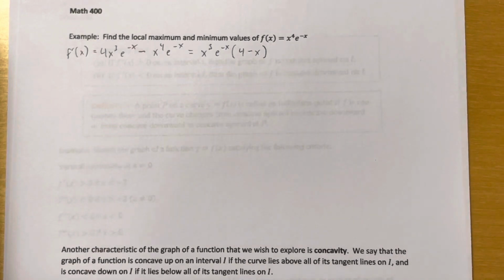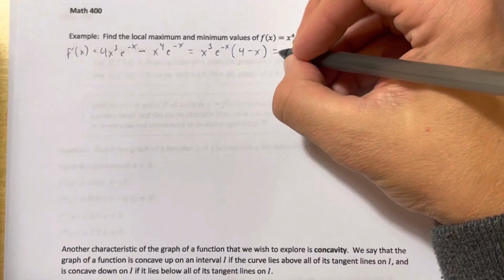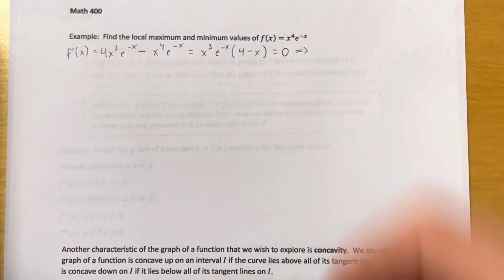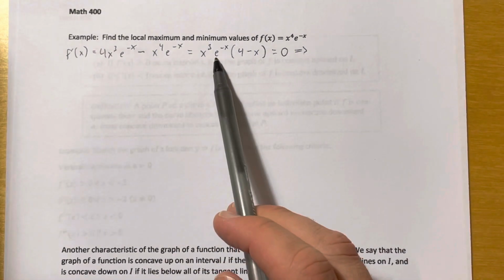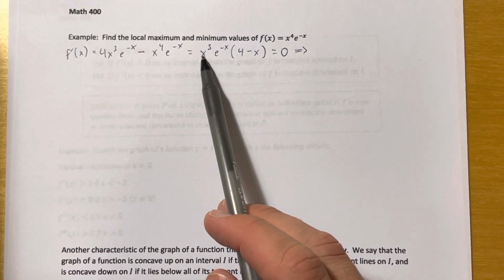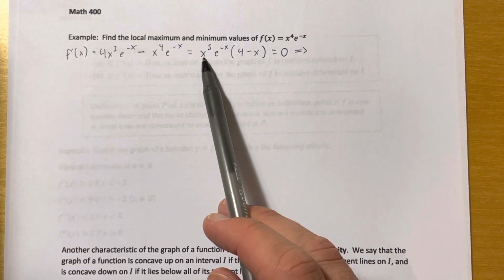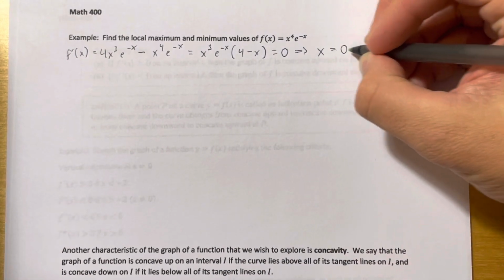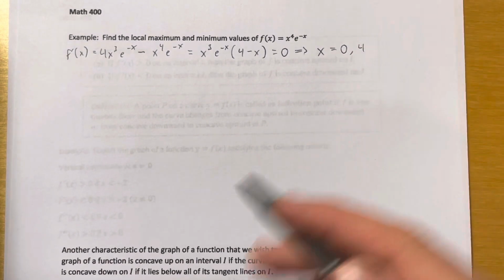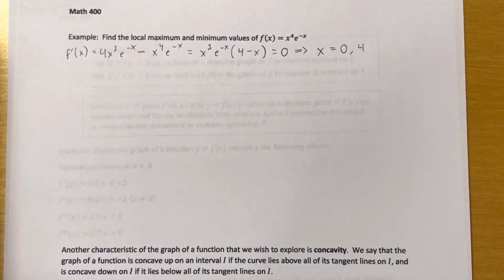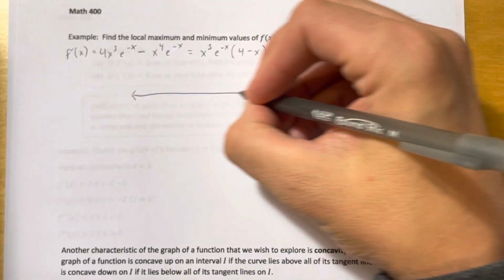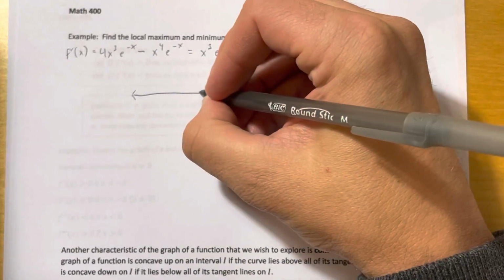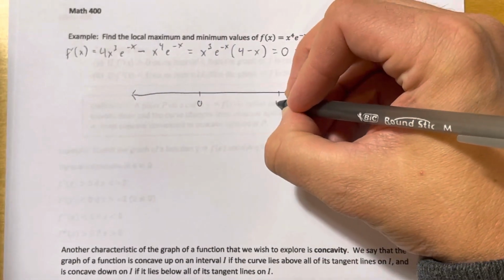Okay? And again, I want to set that equal to 0. Now we know that exponential functions can never equal 0. So if we're going to get zeros out of this, I need to look at the x cubed and the 4 minus x terms. That means that x will either equal 0 or 4 if I want this to equal 0. Okay, so now we're going to break up our number line using those values, 0 and 4.